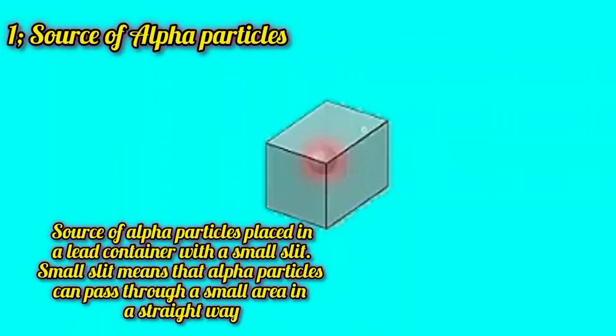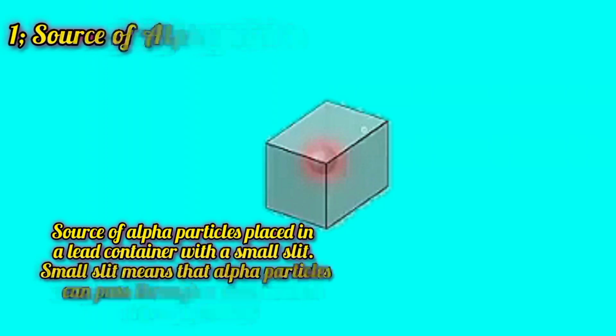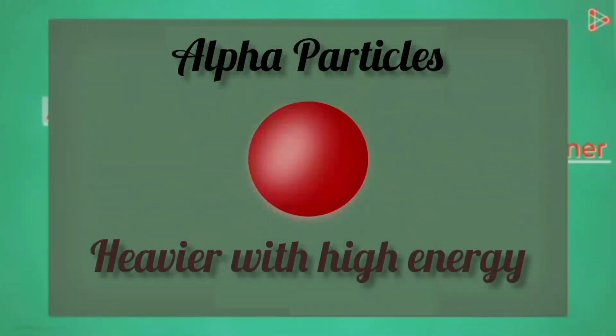He used a source of alpha particles placed in a lead container with a very small slit. The use of a small slit means that alpha particles can pass through a small area and travel in a straight line. The question arises here: why did he use alpha particles? Actually, alpha particles are heavier and high energy. He used alpha particles because an atom consists of positively charged particles with negatively charged electrons embedded in it. So the heavier alpha particles will go through in a straight way.